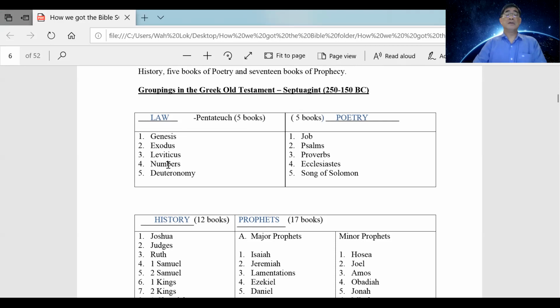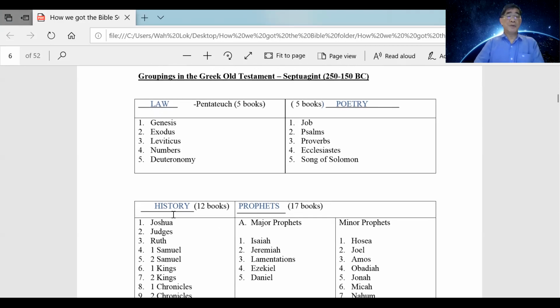5 books of the law, 5 books of poetry. Okay, bottom there, 12 books of history, 17 books of prophecy. Okay, so doesn't this one look familiar? This particular structure. Remember, this structure is 250 BC. So guess what? Our new modern Bible, guess who they followed? Did they follow the Hebrew original Old Testament, or did they follow the Greek Septuagint in their structure? So the answer is they followed the Greek Septuagint.